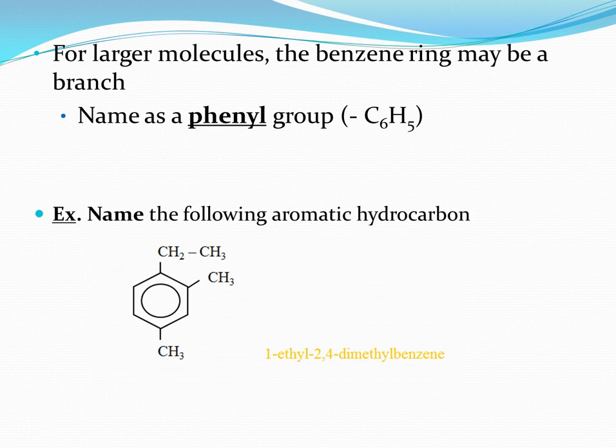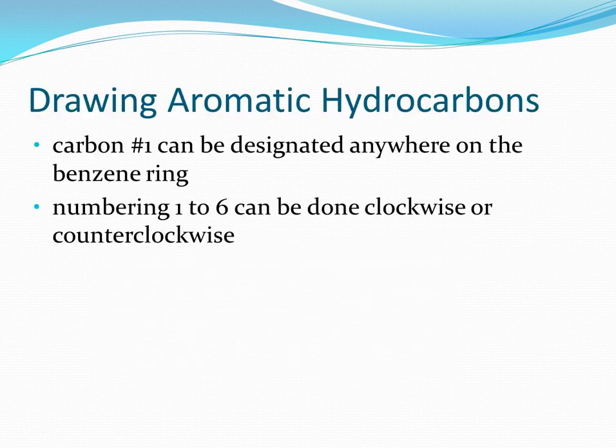Benzene rings may also be a branch on a long chain. If so, we call it a phenyl group. This example shows a benzene ring with 3 alkyl groups. Notice that we begin numbering at the ethyl group for carbon 1. When drawing aromatic hydrocarbons, any carbon can be carbon number 1. And it does not matter if numbering is clockwise or counterclockwise.